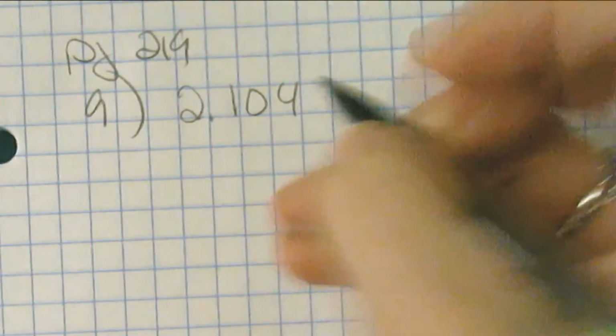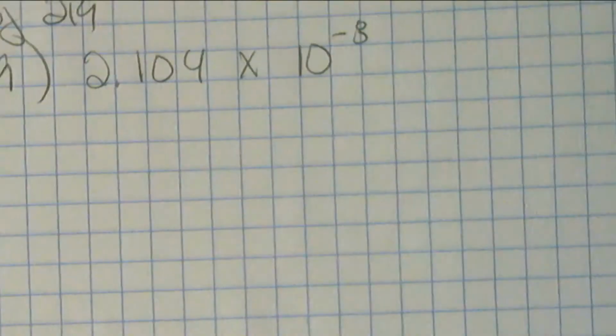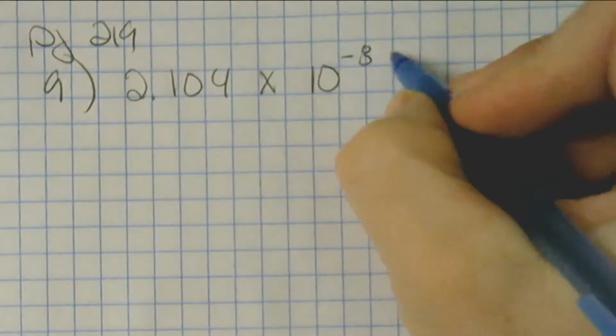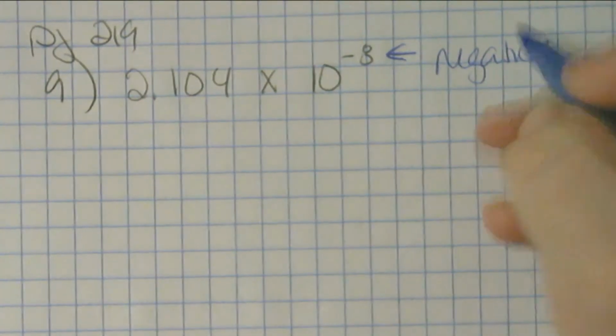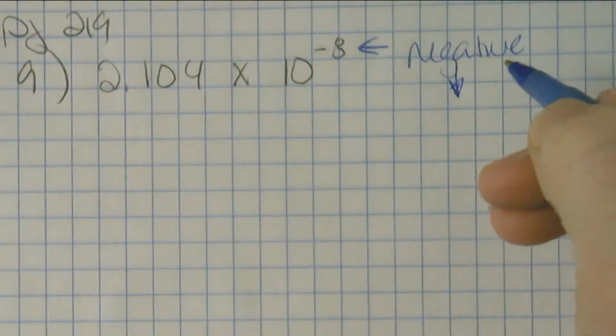All right, if I take a look at number 9. Number 9 said I have 2.104 times 10 to the negative 8th. All right, so Jacob, what is the sign of my power on my 10? So this is negative. All right, since that is negative, what does that mean I have to change my first factor to?